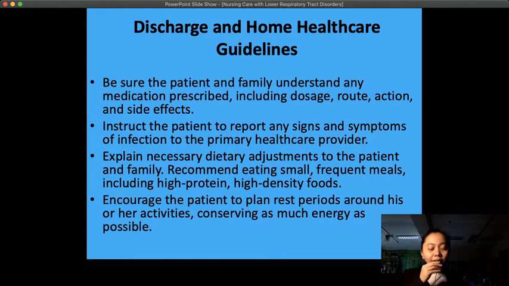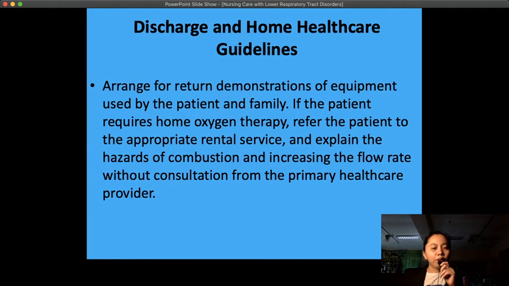Encourage the patient to plan rest periods around his or her activities, conserving as much energy as possible. Kasi nahihirapan na huminga, mag-active pa ang pasyente mo, di ba? So, rest periods. Okay? Arrange for return demonstrations of equipment used by the patient and family. If the patient requires home oxygen therapy, refer the patient to the appropriate rental service and explain the hazards of combustion and increasing the flow rate without consultation from the primary healthcare provider. So you always have to teach the client.